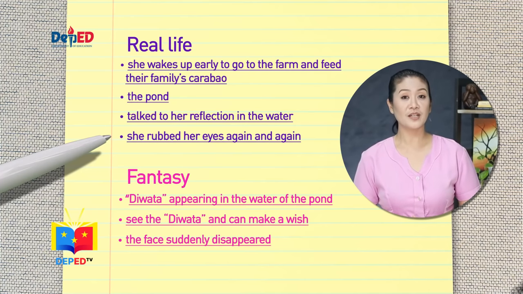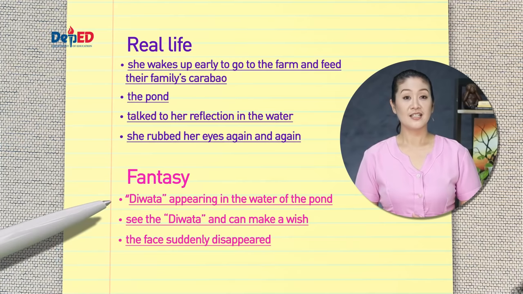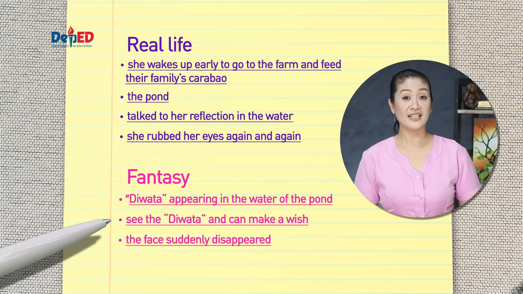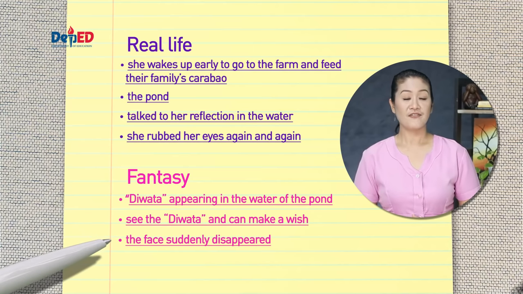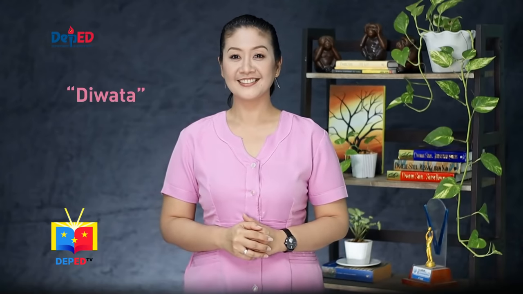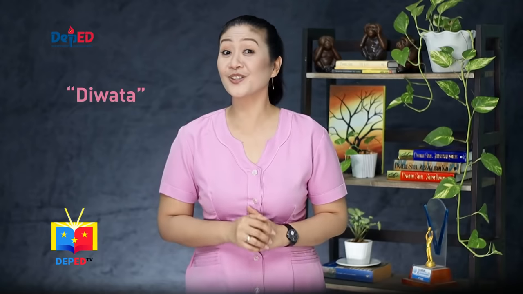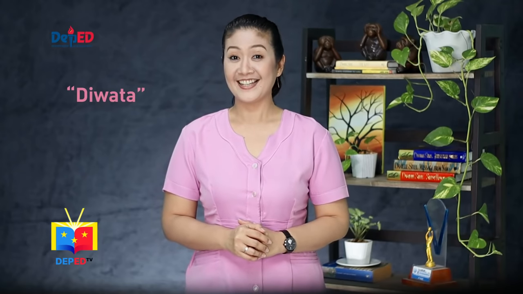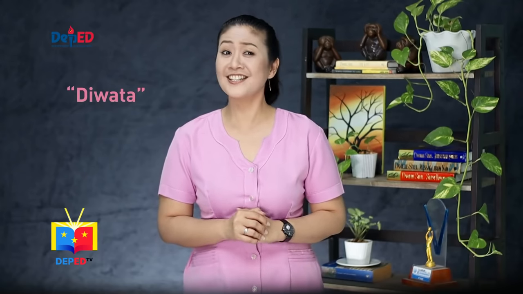However, the following underlined phrases like diwata appearing in the water of the pond, see the diwata and can make a wish, the face suddenly disappeared, are events that can never happen in real life. Have you ever seen a diwata? How do you think she would look like? Can a face just suddenly disappear?